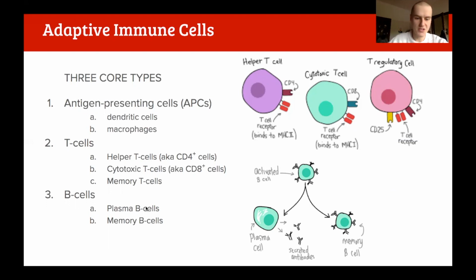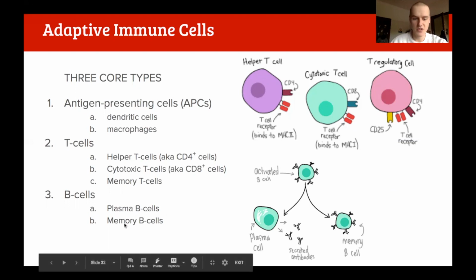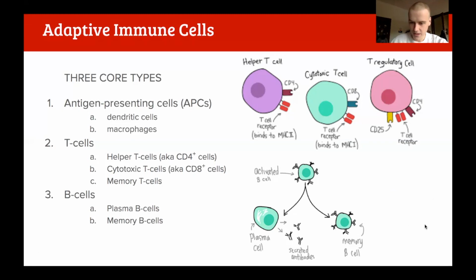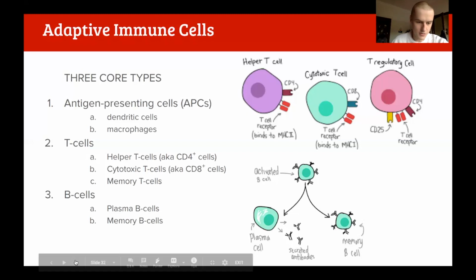Finally, we have our B cells, two types, plasma B cells and memory B cells. Already spoken about memory B cells. Plasma B cells produce a whole bunch of antibodies, and you can actually see some of those antibodies in this little drawing here. So let's talk a little bit more about what those antibodies do.